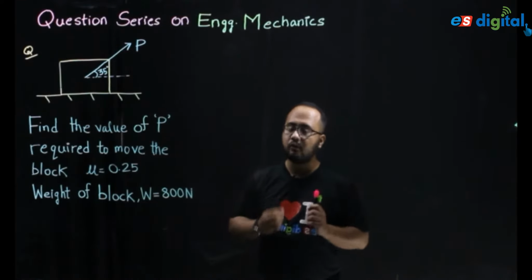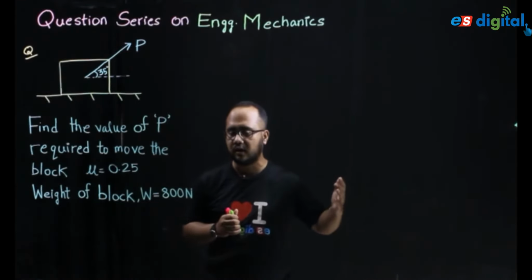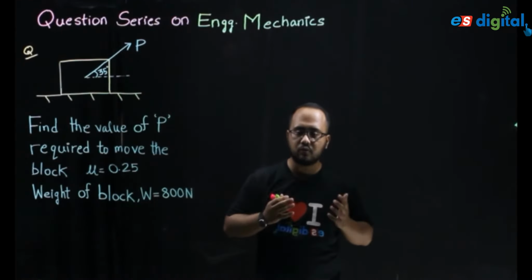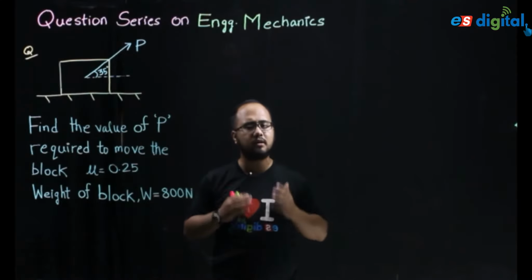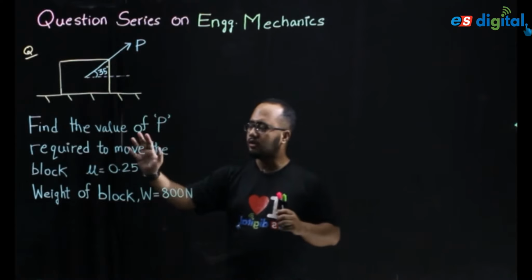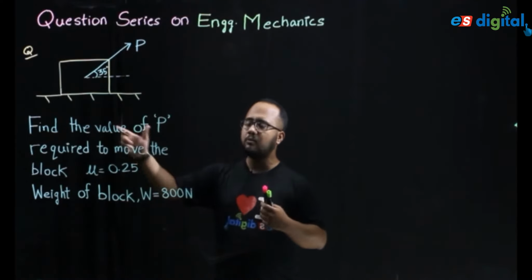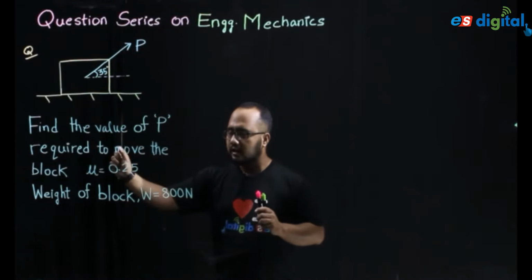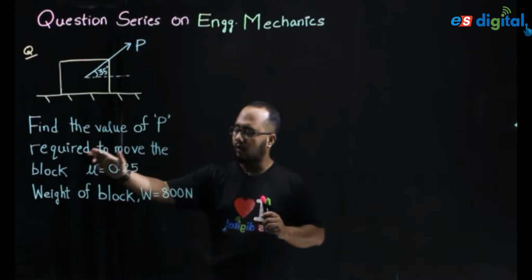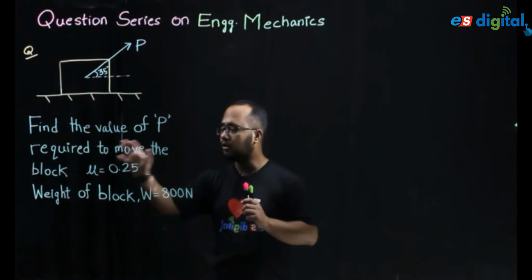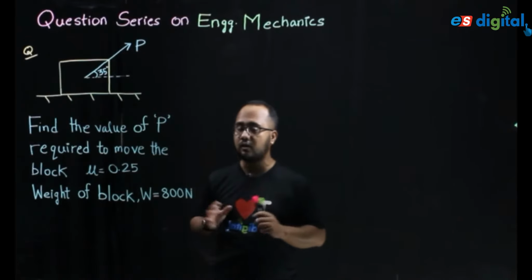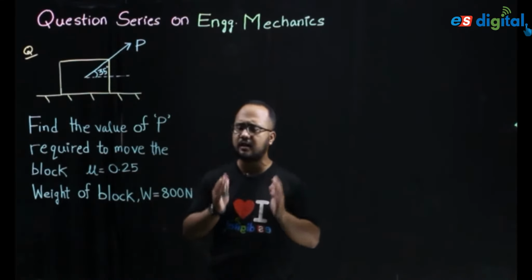In the previous class we already discussed different cases of friction. The first case is rest, that is static. The second is impending motion, that is just about to move. The third is dynamic. In this question we can apply the impending motion condition, because the condition given is "required to move", that is, motion is involved. So we can easily apply the impending motion condition.